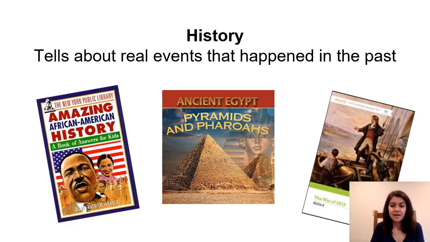The first type of text that we have are history books. Those tell about real events that happened in the past. We have some examples here on this slide. There's the Amazing African American History, Ancient Egypt, where you could read about pyramids and pharaohs, and then the reader that we're going to read in this unit about the War of 1812. So our reader for this unit is going to be our first and only nonfiction text in second grade ELA. So that's exciting. We're finally going to get to read about some real, true information.